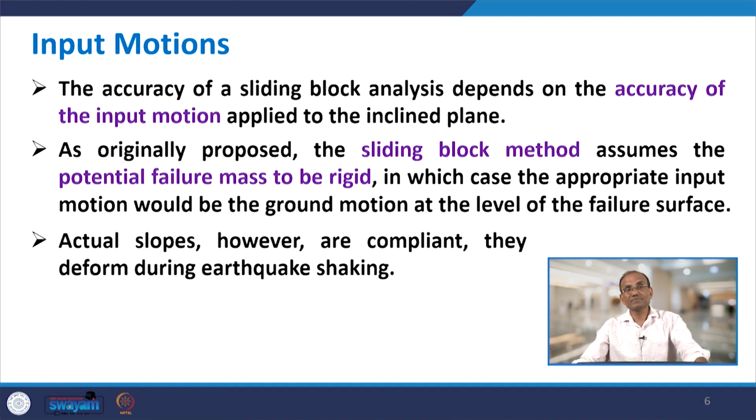Coming to the input motion, based on the Newmark sliding block analysis. The accuracy of the sliding block analysis will depend on the accuracy of the input motion applied to the inclined plane. If your input motion itself is not correct, then the analysis may not be correct. Originally proposed, the sliding block method assumes the potential failure mass to be rigid. So, this was one of the assumptions, in which case the appropriate input motion would be ground motion at the level of the failure surface, but this is not the case. Actual slopes, however, are not very rigid; they deform during earthquake shaking.